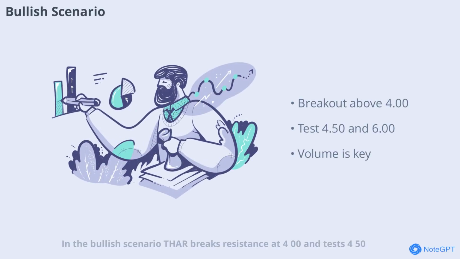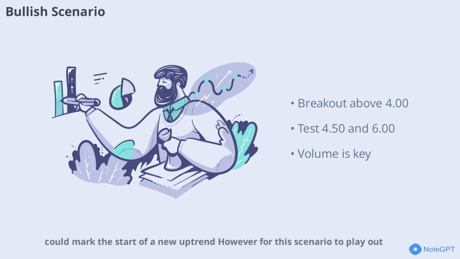In the bullish scenario, THAR breaks resistance at 4 and tests 4.5, with the potential to reach 6 if volume increases and short covering accelerates. This would signal renewed buying interest and could mark the start of a new uptrend. However, for this scenario to play out, the stock needs to attract significant volume and maintain momentum above key resistance levels.